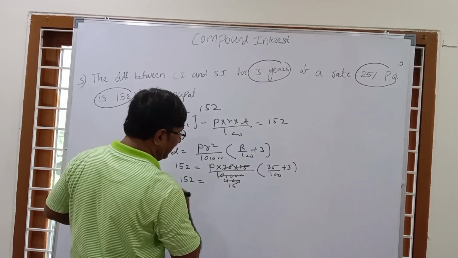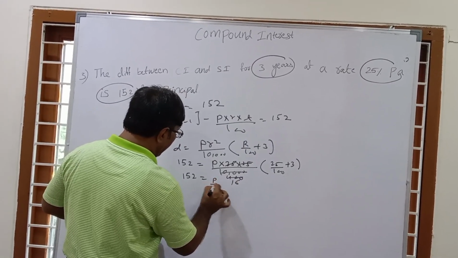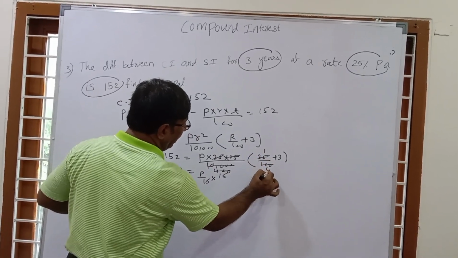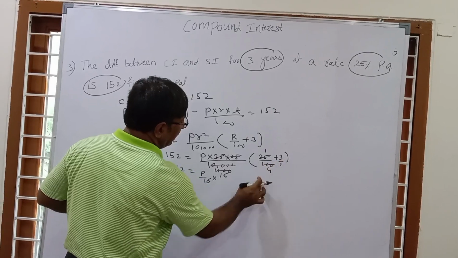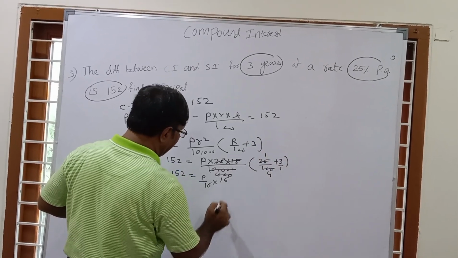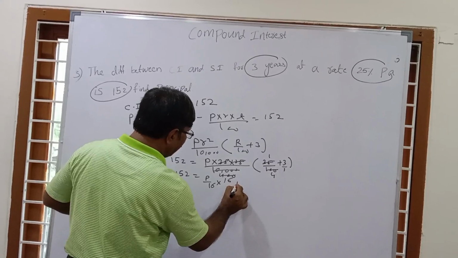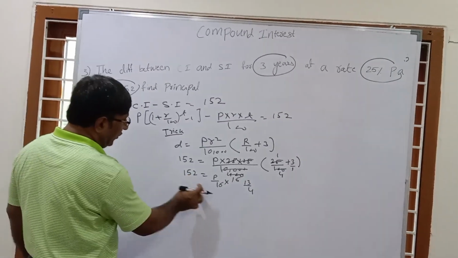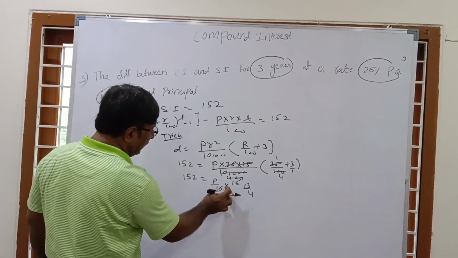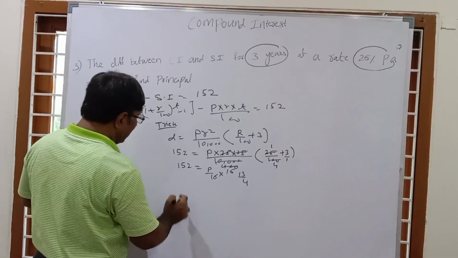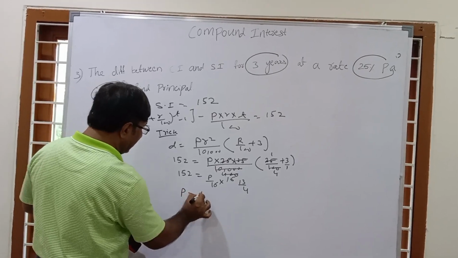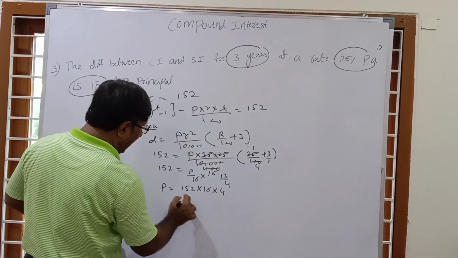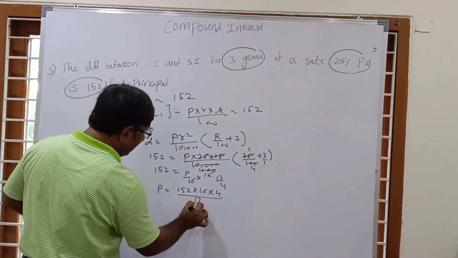So this is P upon 16 multiplied by (25 by 100 is 1 by 4, plus 3). So 3 into 4 is 12, and 1 makes 13. So this will give you 13 by 4. So 152 equals P by 16 into 13 upon 4. So P equals what? This is 152 multiplied by 16 into 4, upon 13.